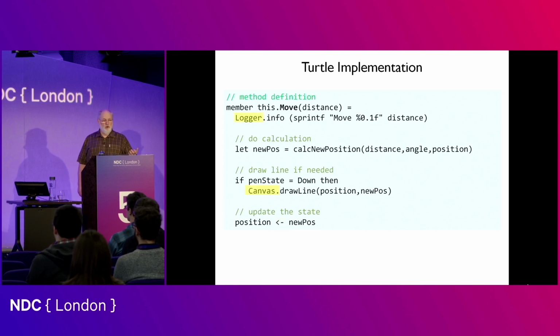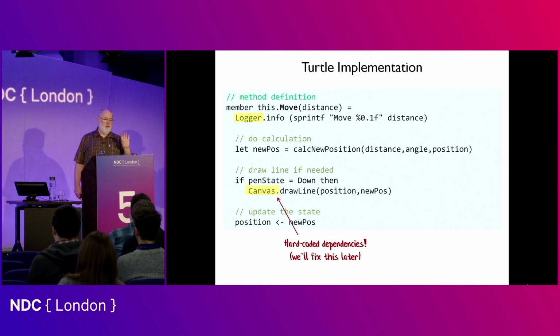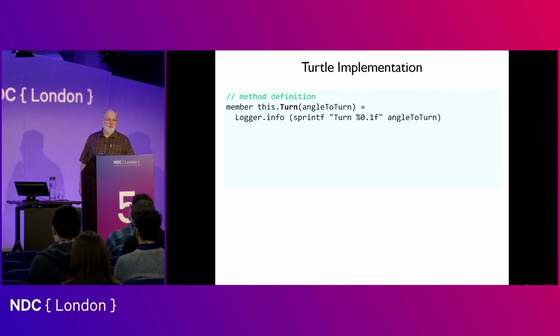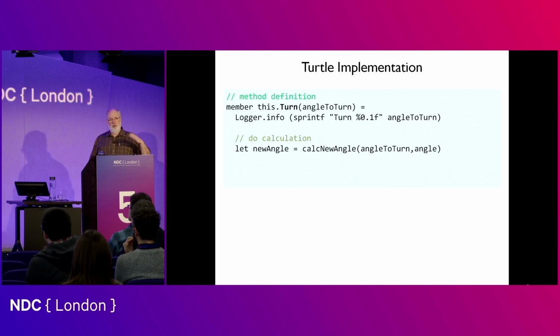Okay, so we've got the logger and the canvas. Now these are global dependencies, and I've hard-coded them in the code. That's bad, and we will fix this later on. But for now, I've just hard-coded it. Let's look at the turn implementation. Again, I'm going to log it, and I'm going to calculate what the new angle is, and then I'm going to, again, update the state.